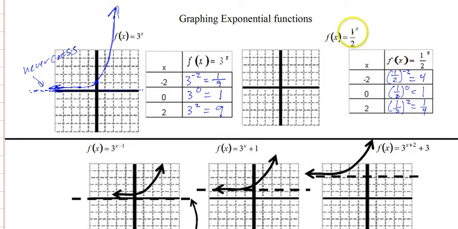So let's look at this one. This is a fraction version. So we have negative 2 and 4, 0 and 1, and then 2 and 1/4 right there. And it's the same exact thing, but going in the other direction. This is like an exponential decay. And the same idea, there is a horizontal asymptote right there, and it will never cross it.